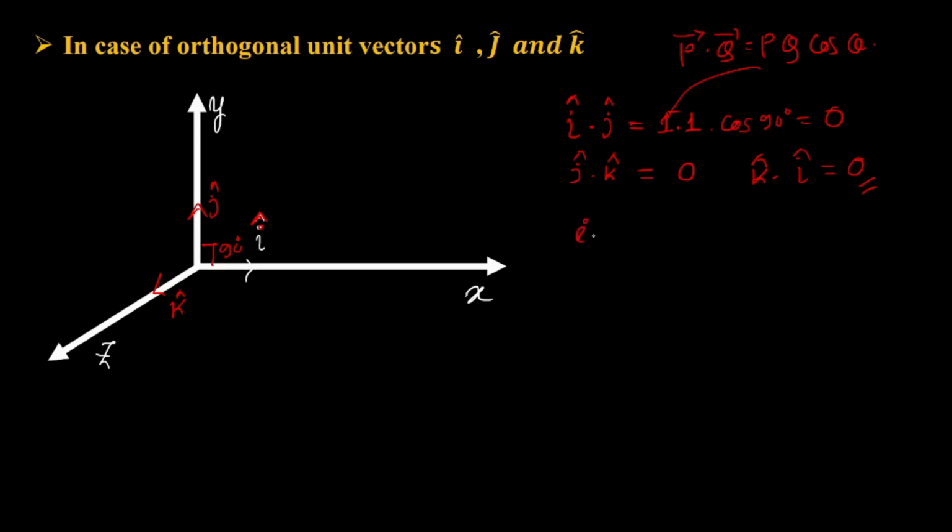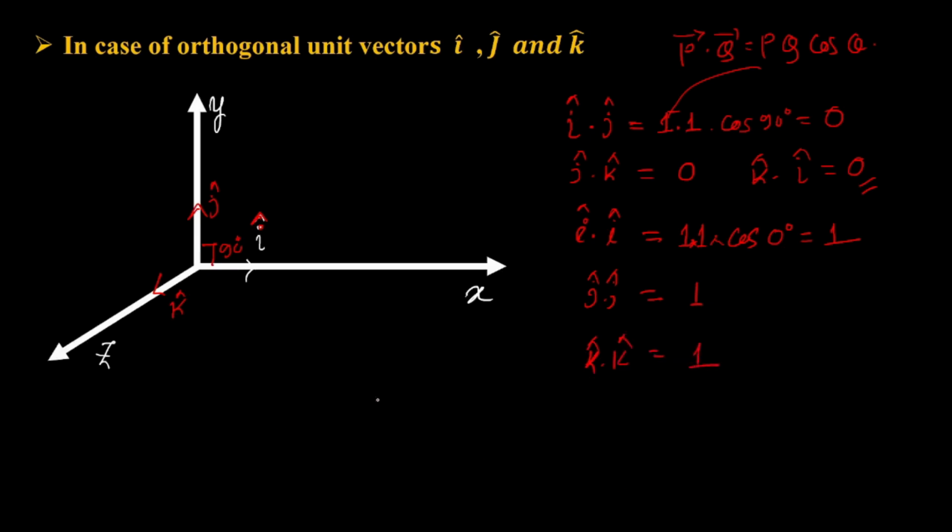Now if you do the dot product of I cap and I cap, because they are parallel, you will get 1 into 1 into cos of 0 degree. Now cos 0 degree is 1, so it is 1. Again j dot j, if you do, they are parallel. So for parallel vectors, it is equal to the product of their magnitudes. That means it is also 1. Then k cap dot k cap is equal to 1.